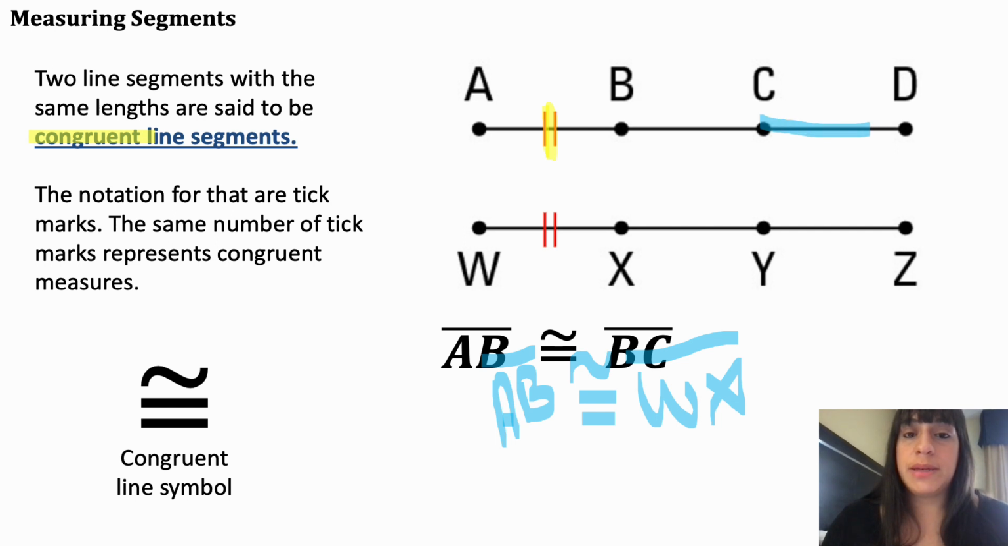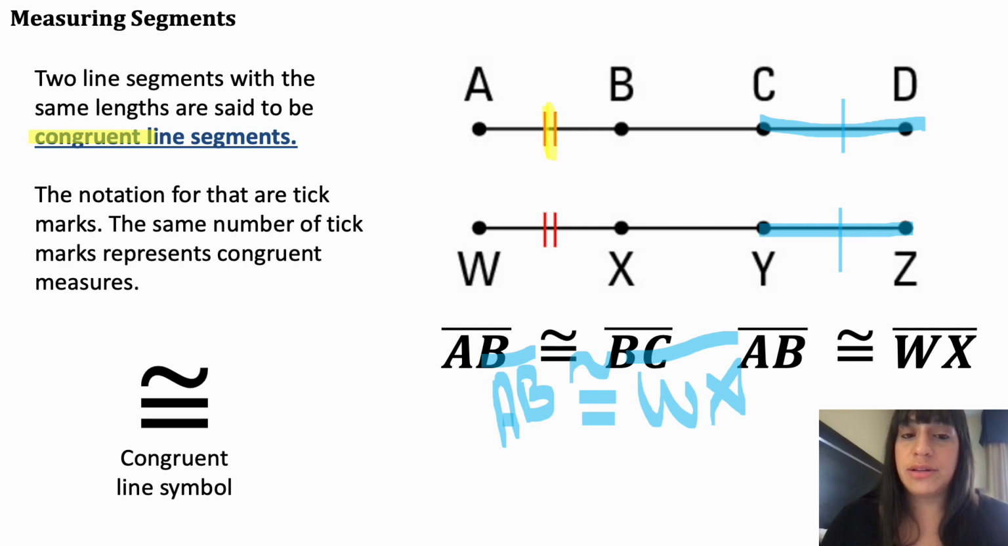If line segment CD and line segment YZ are the same, we could put one line. That means these two have the same measure. But AB and CD do not have the same measure, because this has 2 lines, this has 2 lines. Both of these just have 1. And then BC, maybe we can put 3, and this one we would put 3. So now this measure and this measure are the same, but this one and this one and this one are not the same.